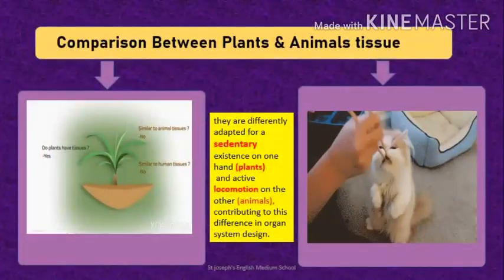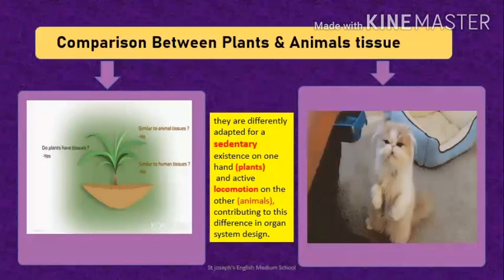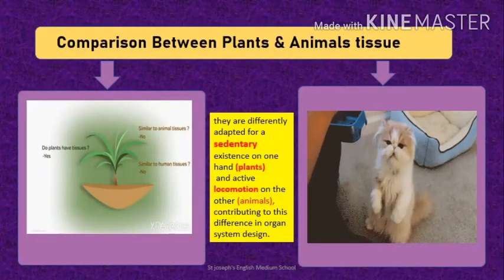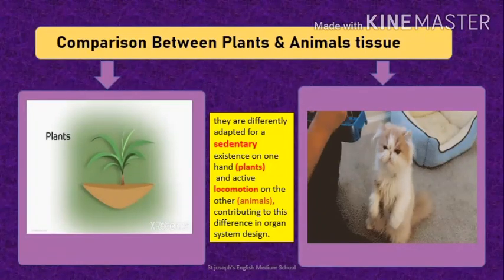Let us compare between the plants and animals. As you see, two different organisms, one is the plant and the other one is the animal. As you can see, the animal is continuously in motion, whereas the plant is sedentary. Do plants move from one place to another? Obviously your answer is no.